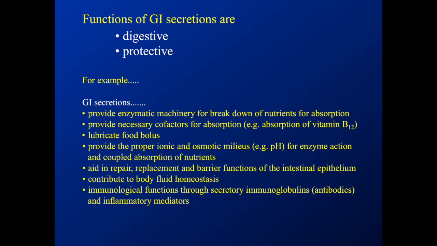Examples of these include providing the enzymatic machinery for breakdown of nutrients for absorption. It starts in the mouth with the salivary amylase to break down carbohydrates. It continues in the stomach with the release of acid and pepsinogen, and the pancreas and the bile acids also release stuff into the GI tract that break down nutrients for absorption. It also provides the necessary cofactors for absorption.